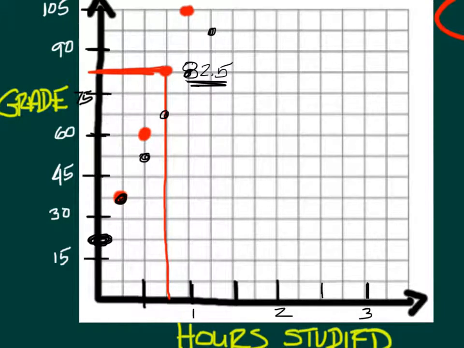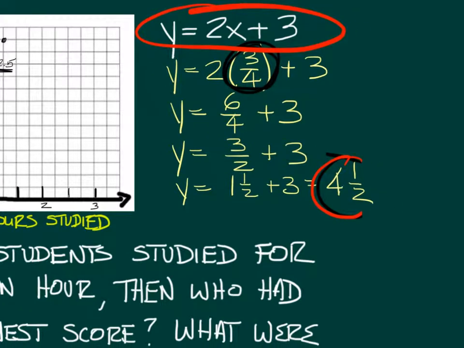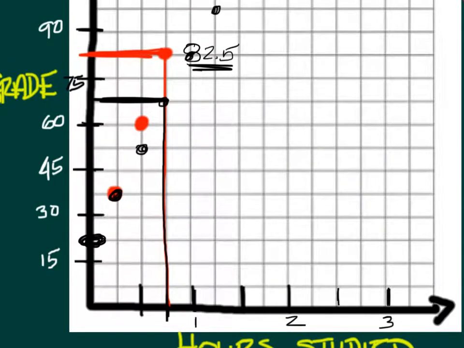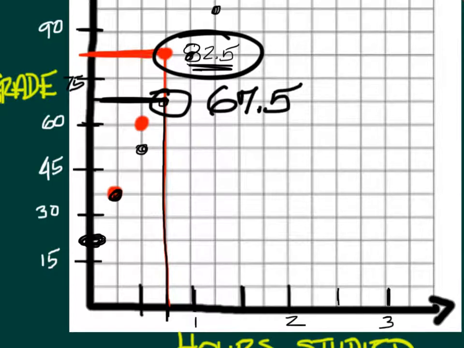3/4. Here it is. It's in the same spot. I'm tracing over it in black. Studied for 3/4 of an hour, and that's what they came back with. Remember what the value was for y when we plugged in 3/4. It was 4.5. Look at where that's at on the graph. 1, 2, 3, 4.5. So you can mark it off that way, or you can graph it. What grade is that? 67.5. Who had the higher grade? Student 1 had an 82.5, studying 3/4 of an hour. The other one had 67.5.